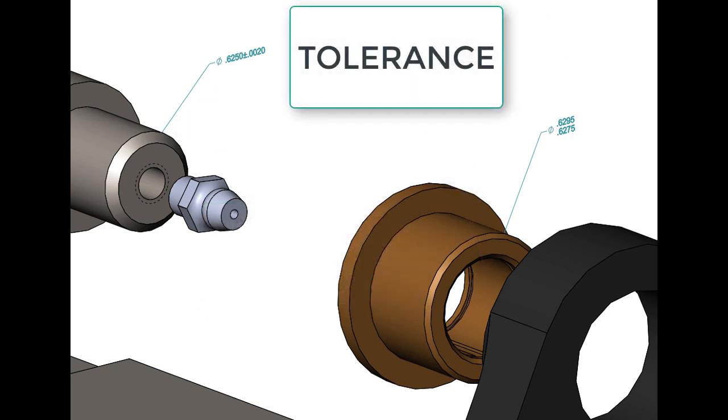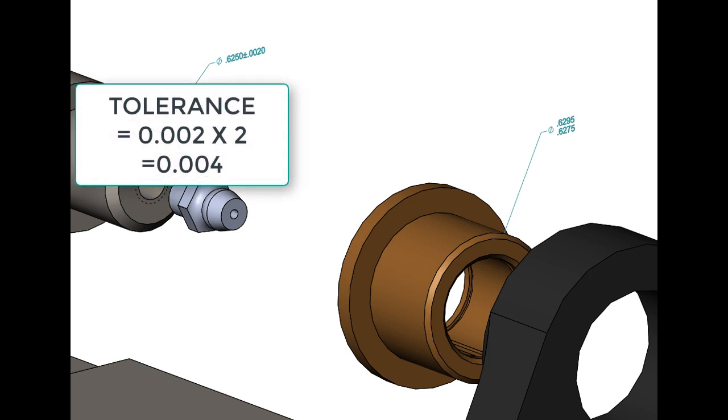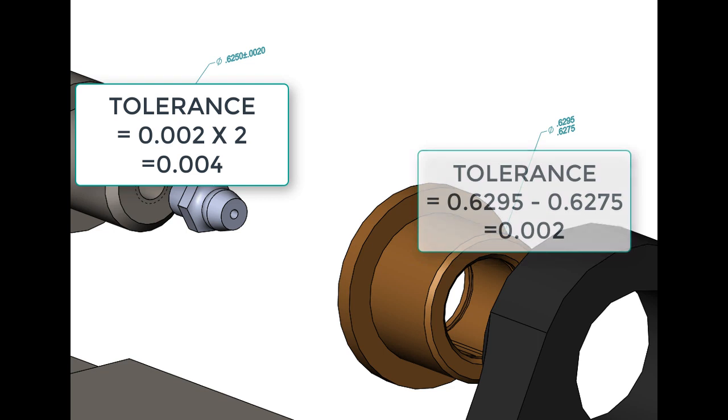The tolerance is the difference between the limits of size, or the total permissible size variation. In the case of the 5/8 shaft, the tolerance is 0.004, and in the case of the 5/8 hole in the bushing, the tolerance is 0.002.